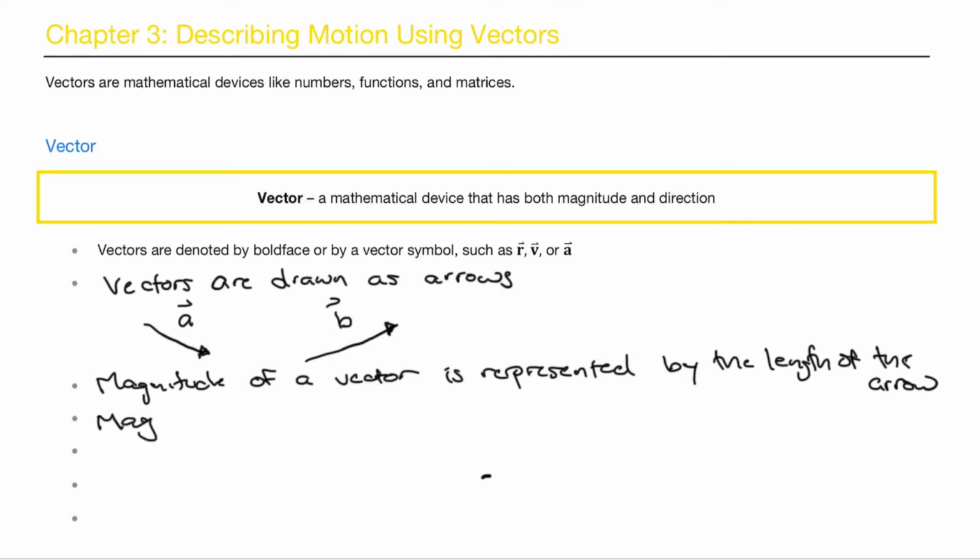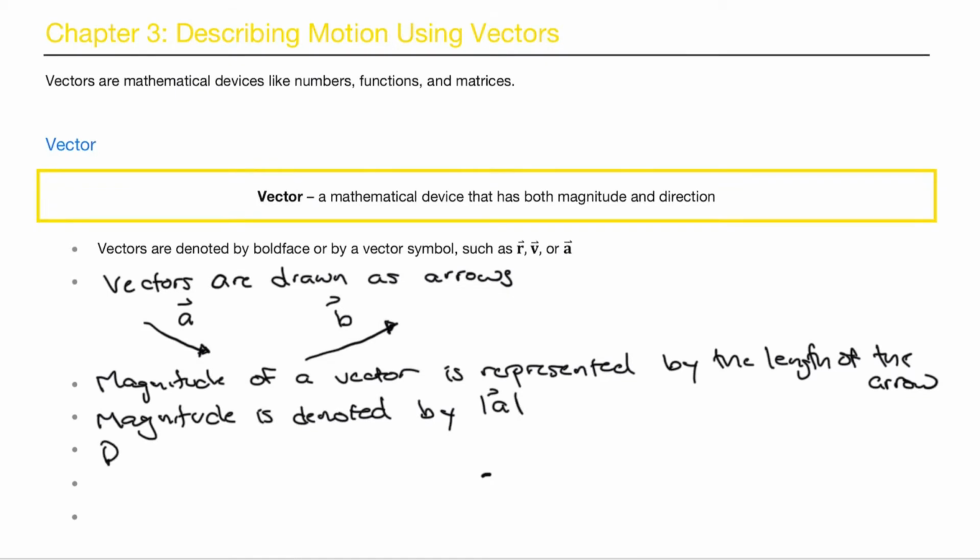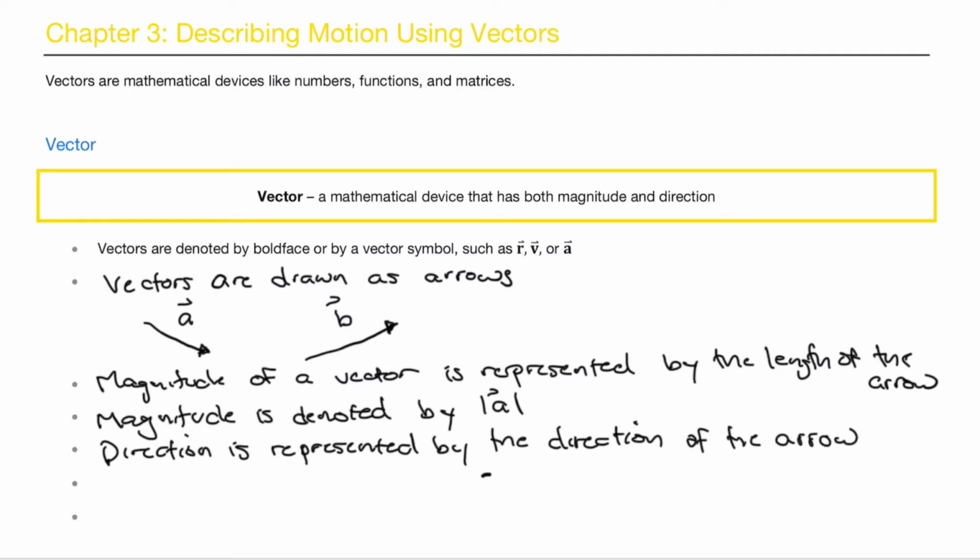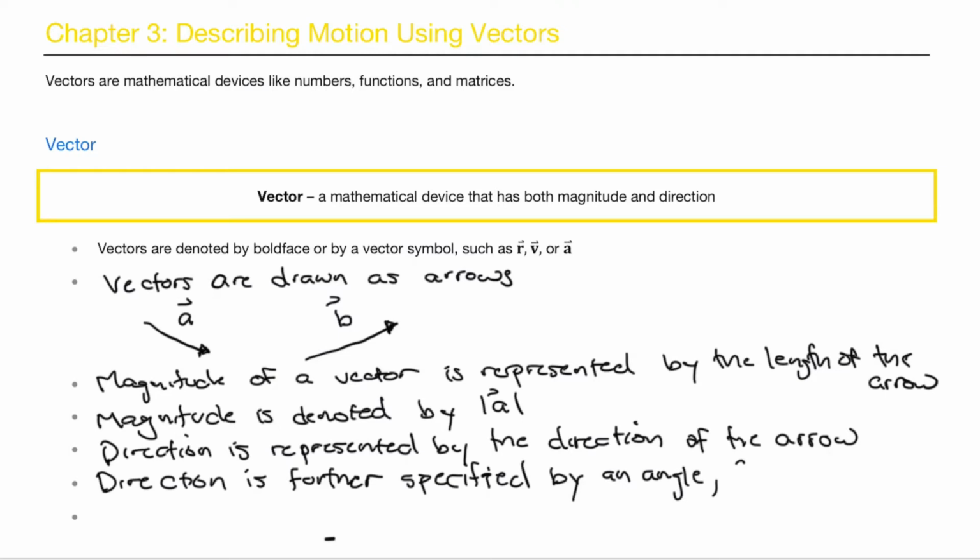We denote that magnitude by the symbol that looks like the absolute value symbol, but for vectors, it really represents its magnitude. The direction of the vector is represented by the arrow's direction. In a problem, it would probably be further specified by giving it as an angle relative to some known axis. Usually, that's either an angle relative to the horizontal axis or an angle relative to the vertical.